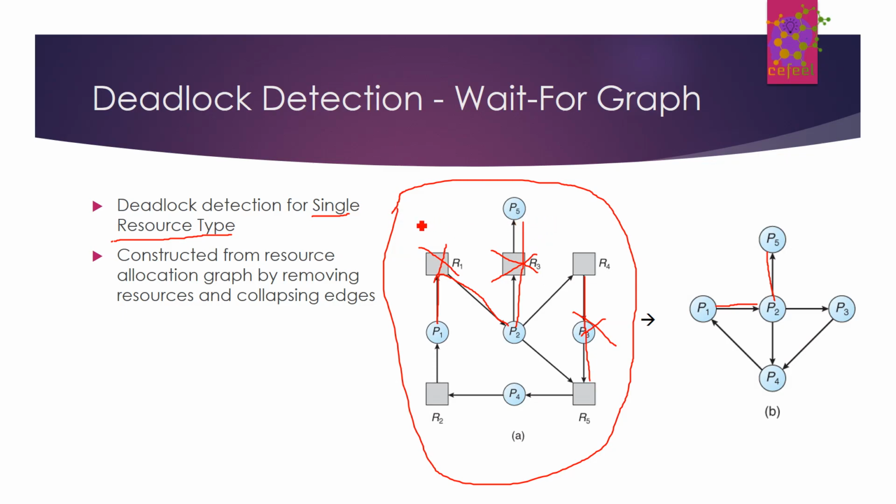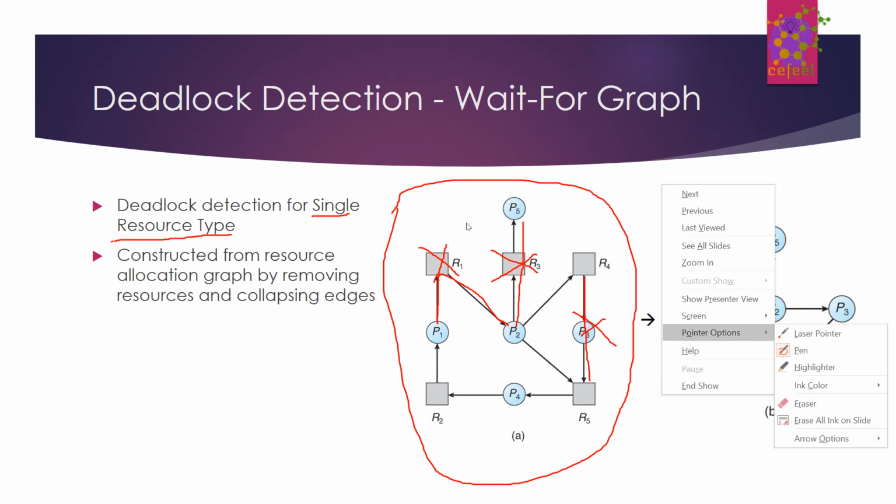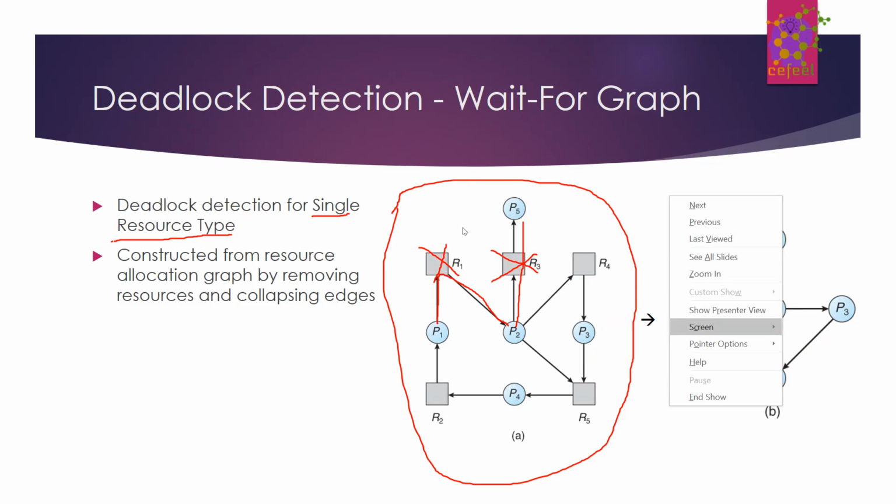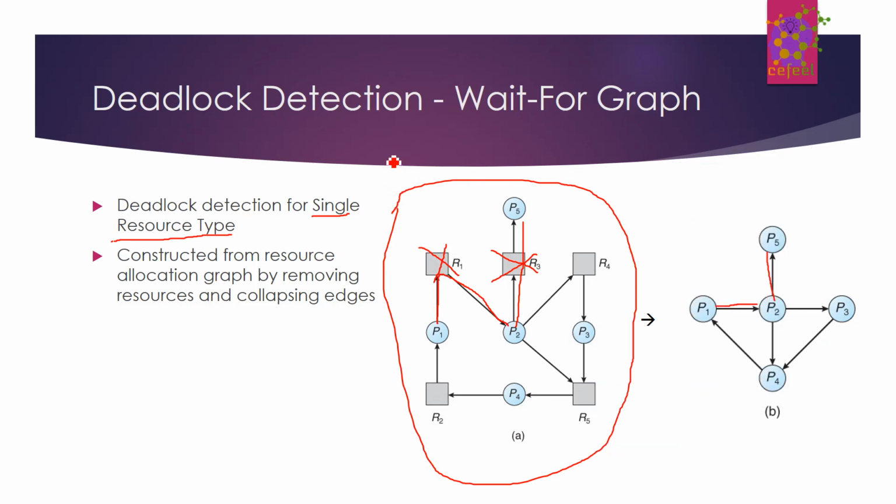Sorry, we cannot remove P3, because we are removing resources, not processes, sorry about that. So if we remove R4, then there will be an edge from P2 to P3. If we remove R5, there will be multiple edges. There will be one edge from P3 to P4, one edge from P2 to P4, because there was an edge from P2 to R5 and R5 to P4, and there will be an edge from P4 to P1 after R2 is removed.